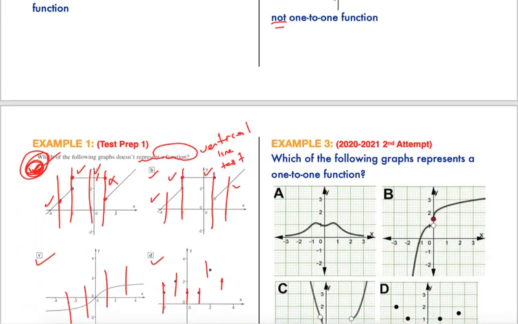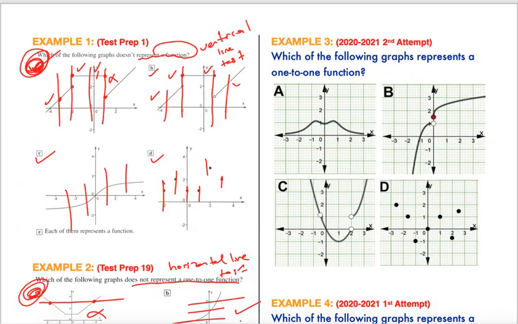So let's take a look at some ministry questions. 2021, second attempt ministry question. Which one is a one-to-one function? So use the horizontal line test. Here it's passing through the function once, here once, here once, once. So it is a one-to-one function. But in option A, when you put a line here, it's passing through two different points. Here, 1, 2, 3 different points. So it doesn't represent a function.